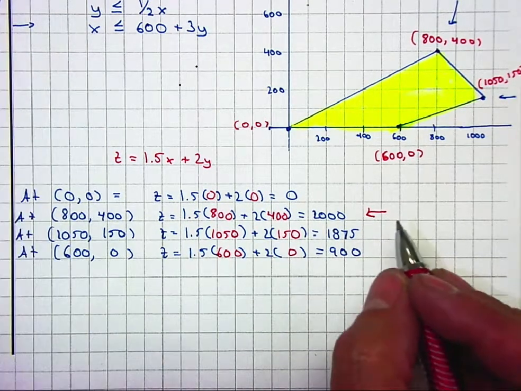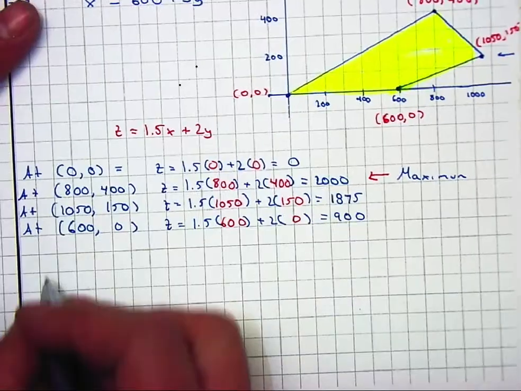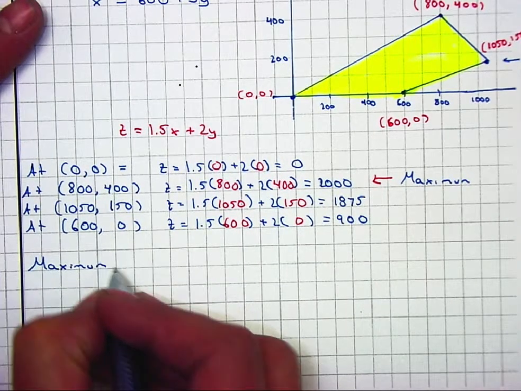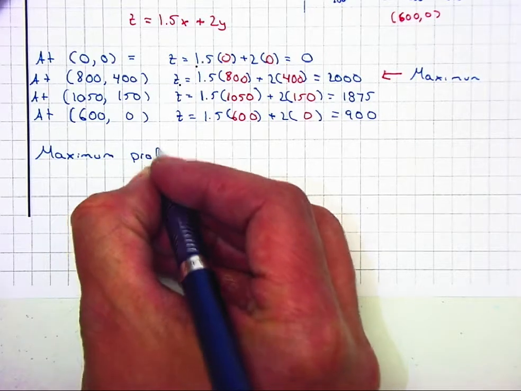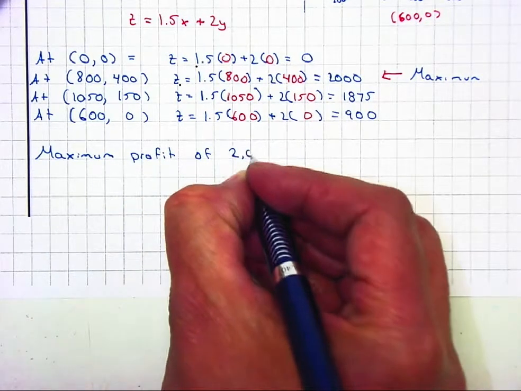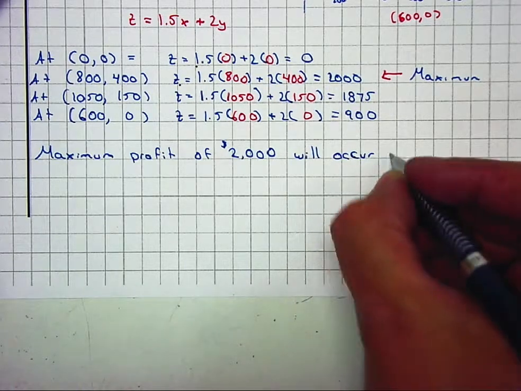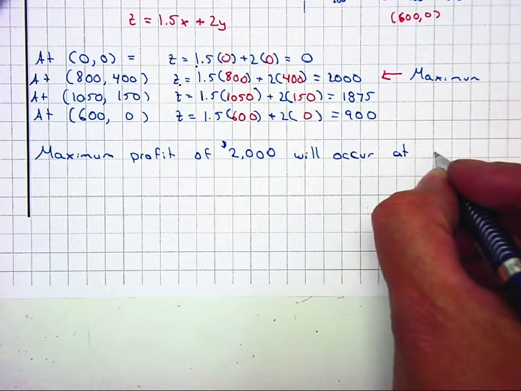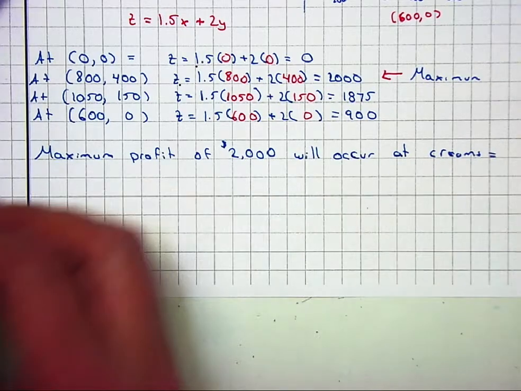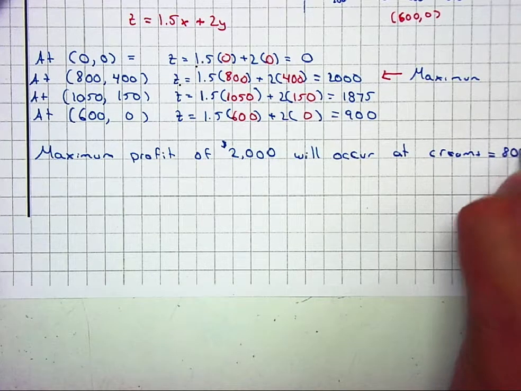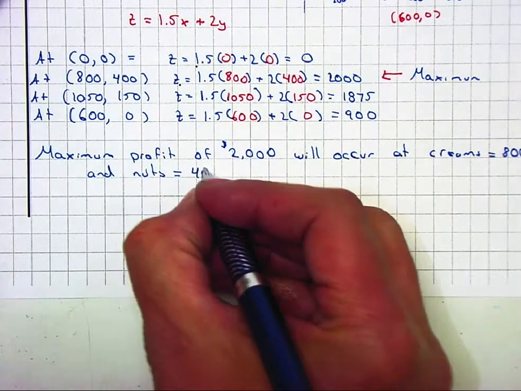So our maximum value, our maximum profit of $2,000 will occur at creams equal to, that'll be our x, will be 800, and nuts will be equal to 400 manufacturing.